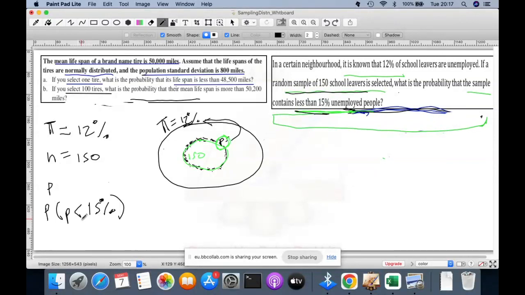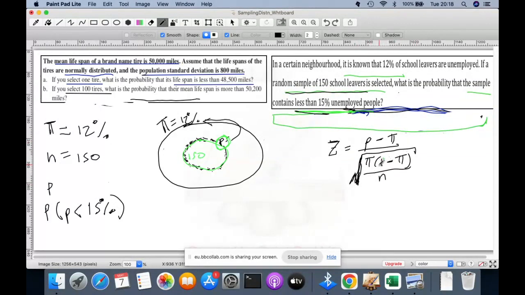And how you do this is you use the property of the normal distribution. In your formula sheets, you're given this formula here. You don't need to memorize it, but you do need to understand how to use it. So Z equals P minus pi, all over the square root of pi times 1 minus pi, all over n. Everything in the denominator is in the square root, so don't forget that. Everything falls under the square root sign.